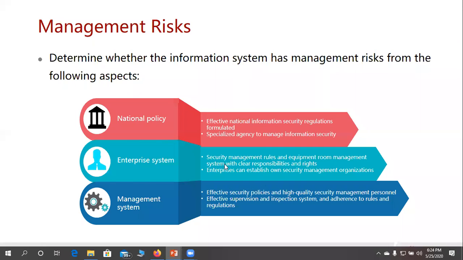Enterprise system: this is security management rules and an equipment room management system with clear responsibilities and rights. So you see, the organization has to establish its own security management as well. And then we also have a management system, where we have effective security policies and high quality security management personnel. These can do the internal audit.